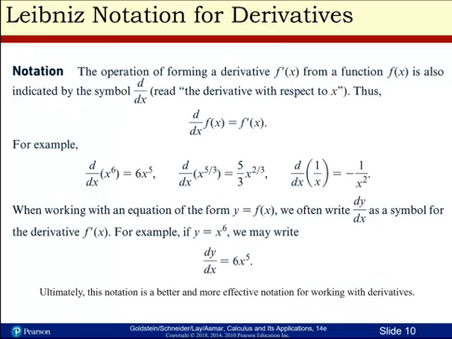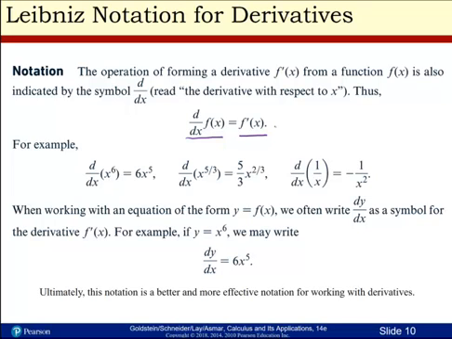Now, sometimes we're going to use a different notation, and sometimes it's convenient. We use the Leibniz notation for derivatives. It means exactly the same thing. The operation of forming a derivative, f prime of x, from a function f of x is also indicated by the symbol d over dx. This is read, the derivative with respect to x. Thus, we can say the derivative with respect to x of f of x equals f prime of x.